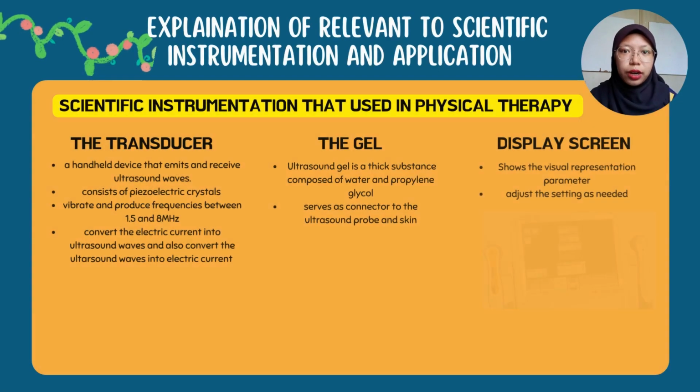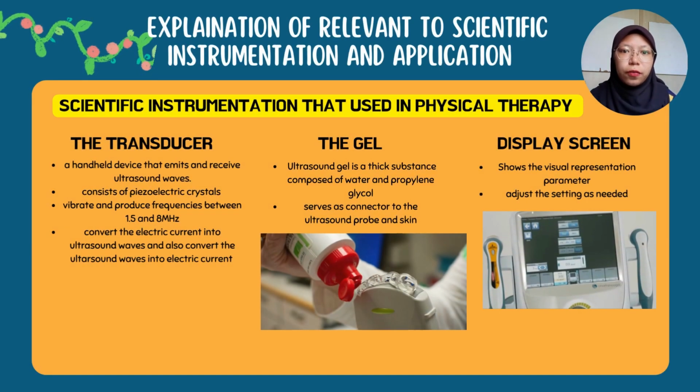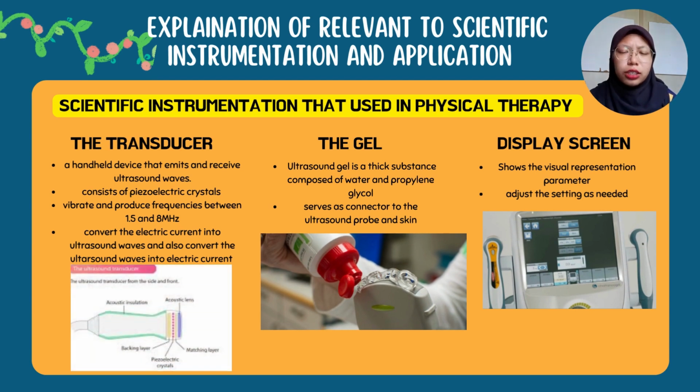Now we move on to the next part, which is the explanation relevant to scientific instrumentation and application. There are several types of scientific instruments that are important in physical therapy, which are the transducer, gel, and display screen. Okay, first is the transducer. The transducer is a handheld device that emits and receives ultrasound waves.